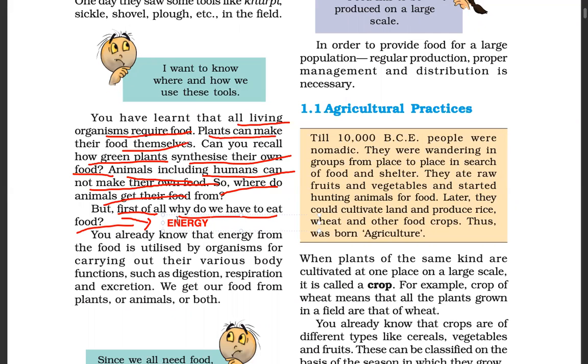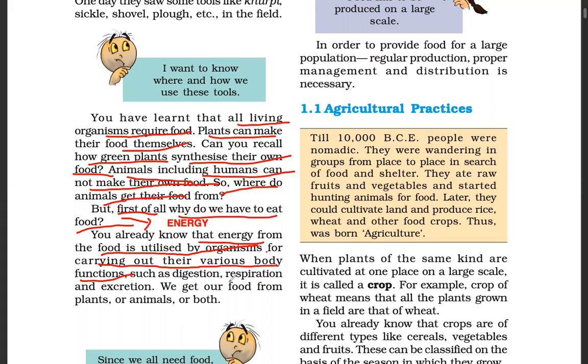Okay, so we get energy, right? We gain energy when we eat our food. You already know that energy from the food is utilized by organisms for carrying out their various body functions, right? If we eat one time, you would be having a question: okay ma'am, we gain energy from food, so once we gain energy, where does it go, so that we need to eat one more meal to gain energy? It is because our energy is used up in the process of digestion, respiration, excretion.